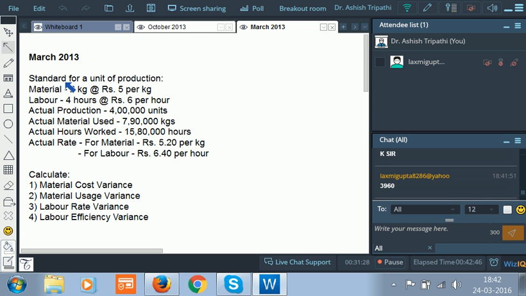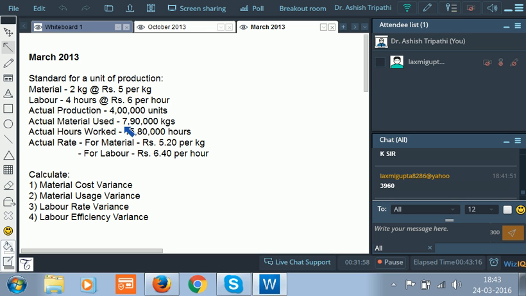Standard for a unit of production. That means this information is standard information. Material 2 kg. Now what is important over here is A unit. A unit indicates 1 unit. Material 2 kg at the rate of rupees 5 per kg. Labor 4 hours at the rate of rupees 6 per hour.